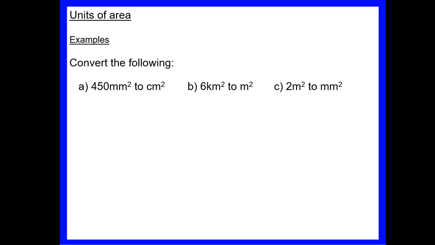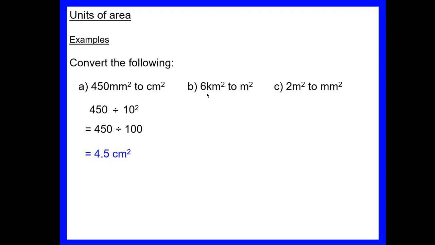Okay, so we're going to use those then to help us to convert some values. So our first one, we've got 450 millimetres squared, and we want to change it to centimetres squared. So we know that there are 10 millimetres per centimetre, and it's squared, so we're going to use 10 squared, and we're going from a small unit to a larger unit. Now when we go from a small unit to a larger unit, we divide. So 450, we're going to divide it by 10 squared. So remember, millimetres to centimetres is 10, but we're doing area, so we're squaring it. So 10 squared is 100, so that's 450 divided by 100, which is 4.5 centimetres squared.